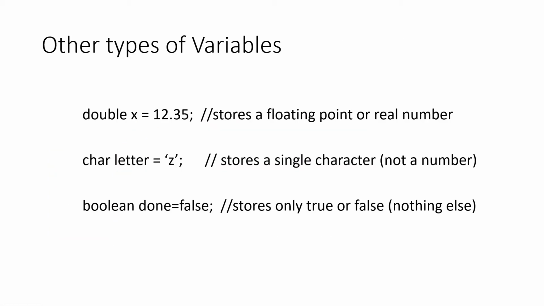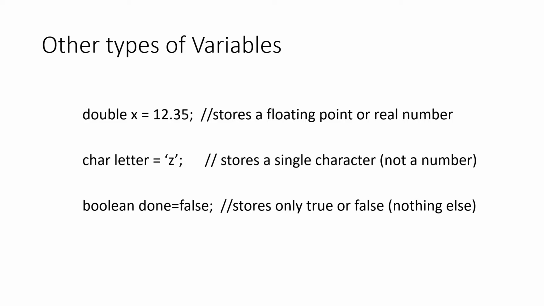Now, int isn't the only type of variable. There are others, and it is to suit particular needs. There's a distinction in programming between a floating point or real number and an integer. And in order to store a number with a floating point or a fractional part, you use double as the type. So here we have double x equal 12.35.